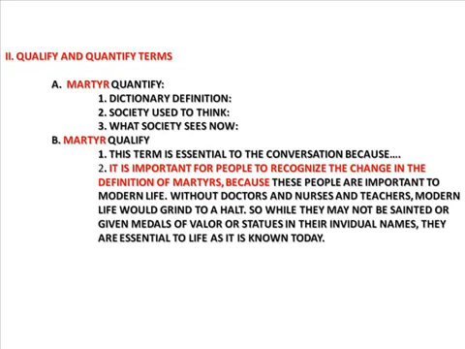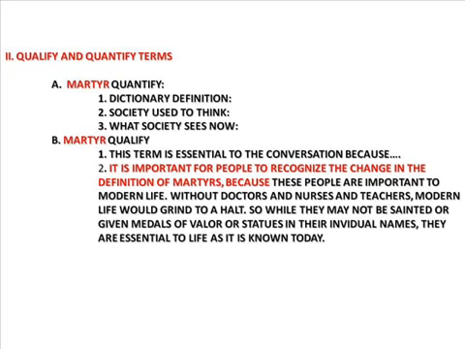So your second paragraph needs to be qualifying and quantifying the terms. The example paper is looking at the term martyr. So my first sentence would be the dictionary definition. The second would be what society used to think and what society sees now. And then I am qualifying, I am telling my audience why this particular term is important to the conversation. But the tricky thing is that I can't use first or second person. Remember, no first or second person in this entire essay.